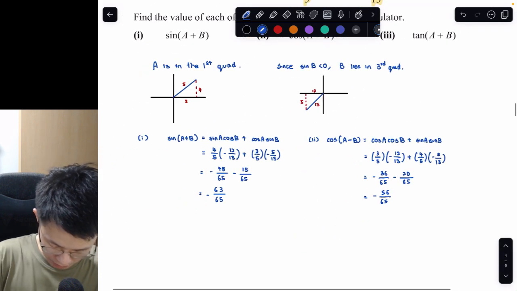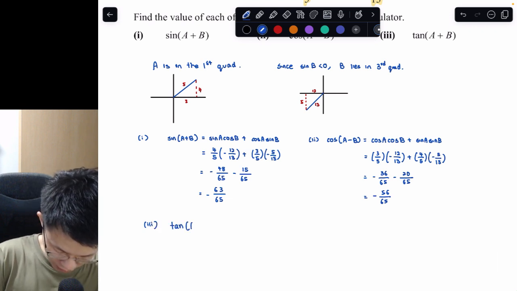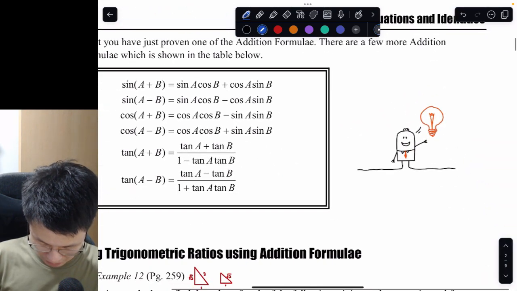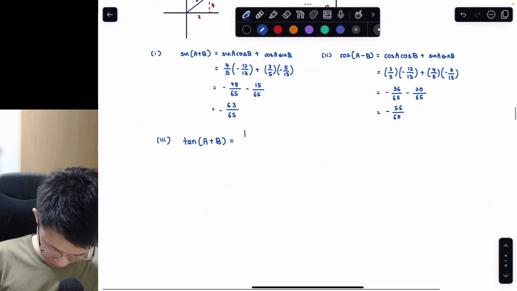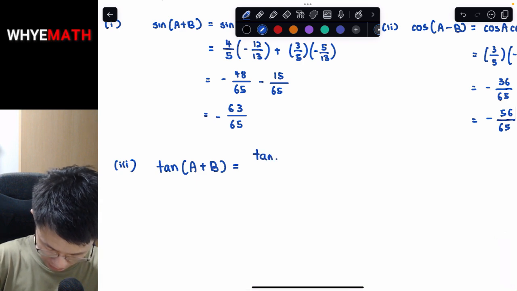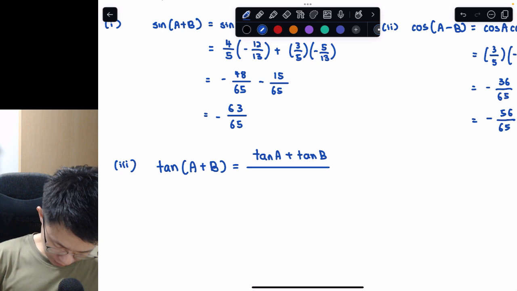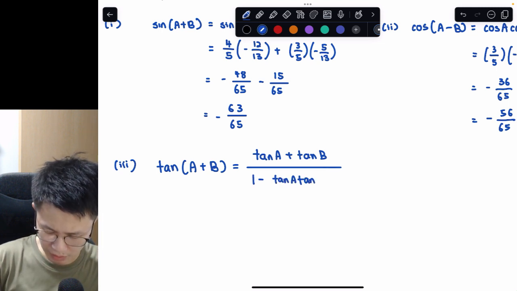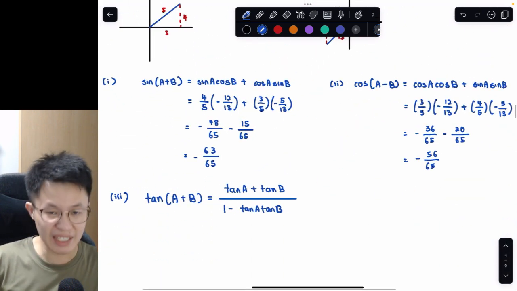Last but not least, tangent. Tangent will be a little bit easier. So we have tangent A plus B, which is equal to 1. Is it 1? Even I forget some. Oh no, it's tangent A first. Since it's the addition formula, it's tangent A plus tangent B divided by 1 minus tangent A tangent B. The difference for tangents is actually very minimal. It's just the plus and minus sign. So it wouldn't be that hard.